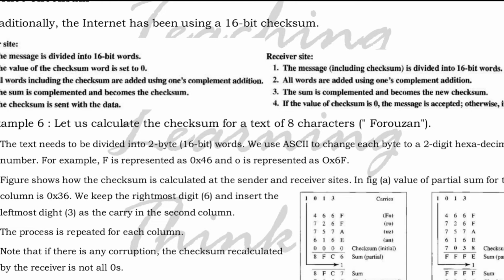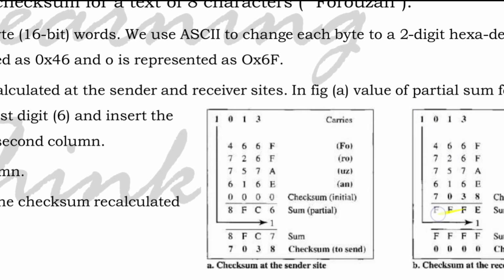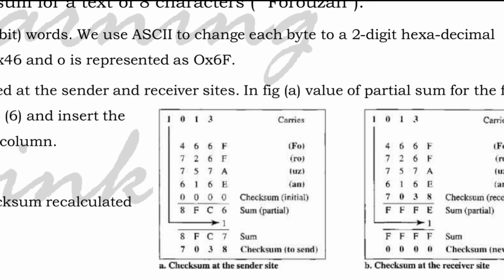In figure A, the value of the partial sum for the first column is 0x36, and we keep the rightmost digit 6 and insert the leftmost digit 3 as the carry in the second column. Note that if there is any corruption, the checksum recalculated by the receiver is not all zeros. So this is a figure for the receiver side and sender side. So carries, so there are 5 numbers. You can check this figure and you will get an idea of what I said before.